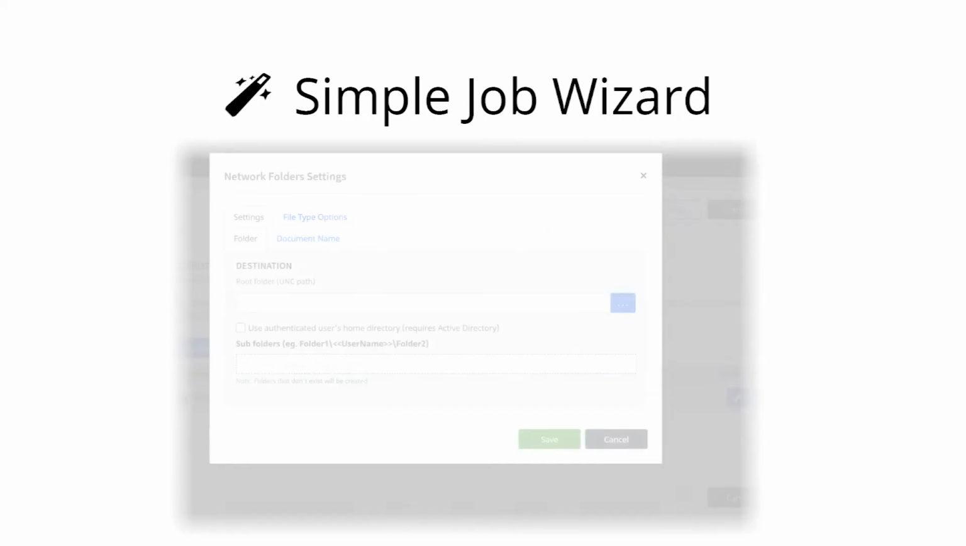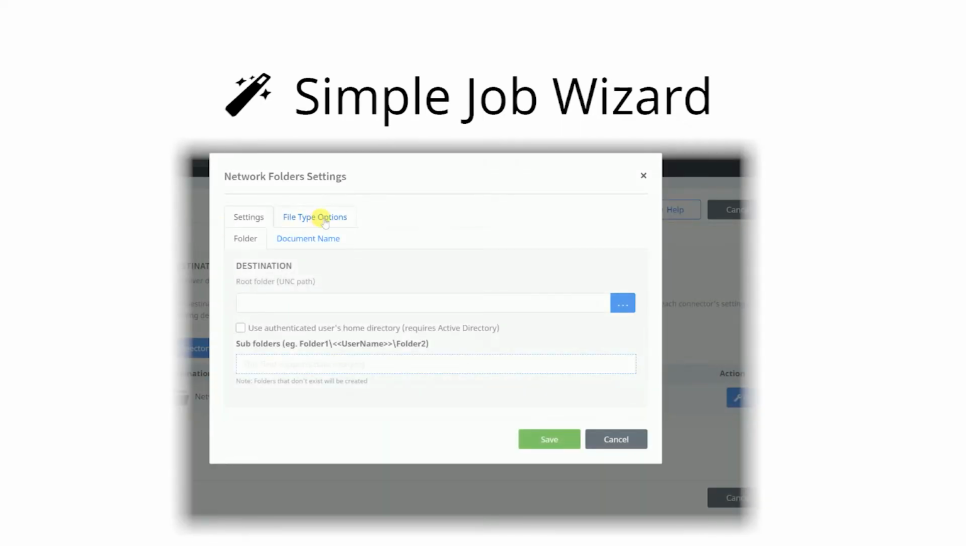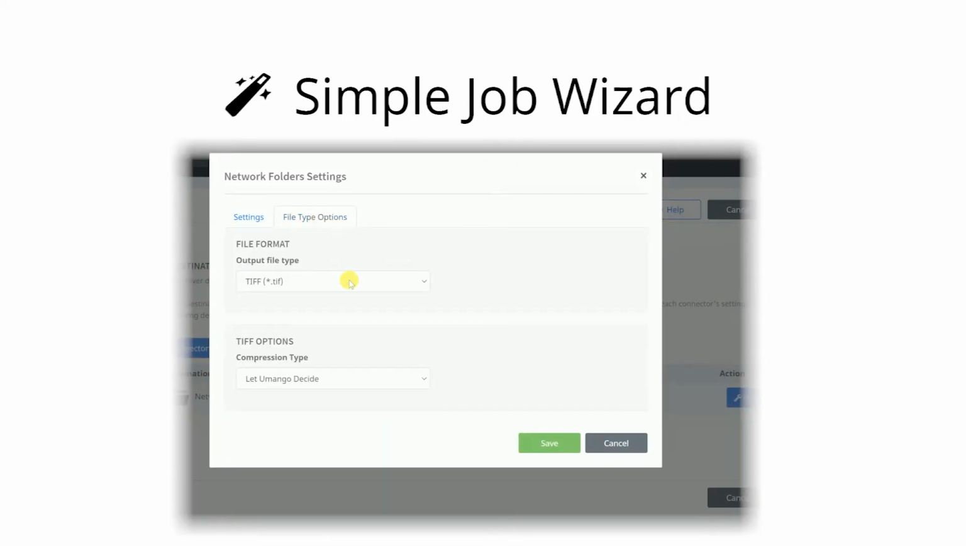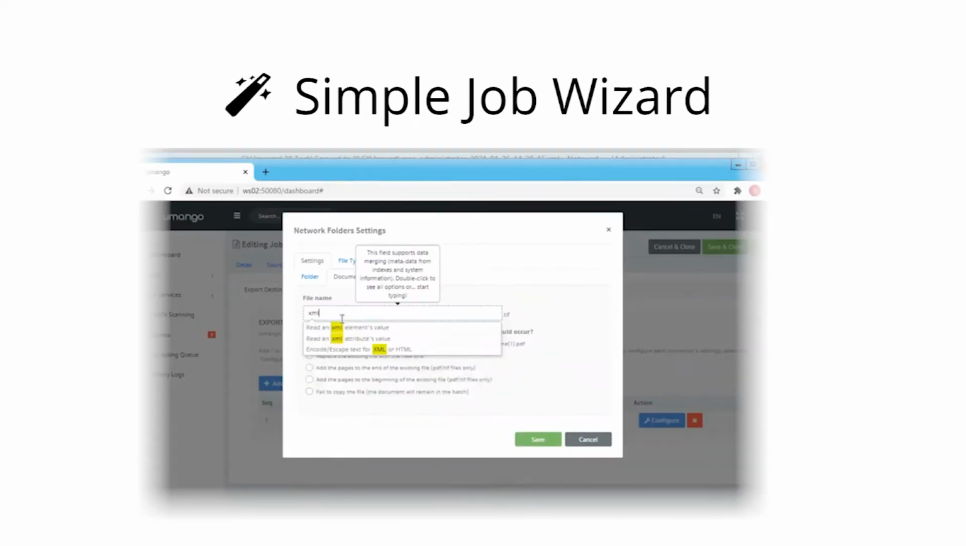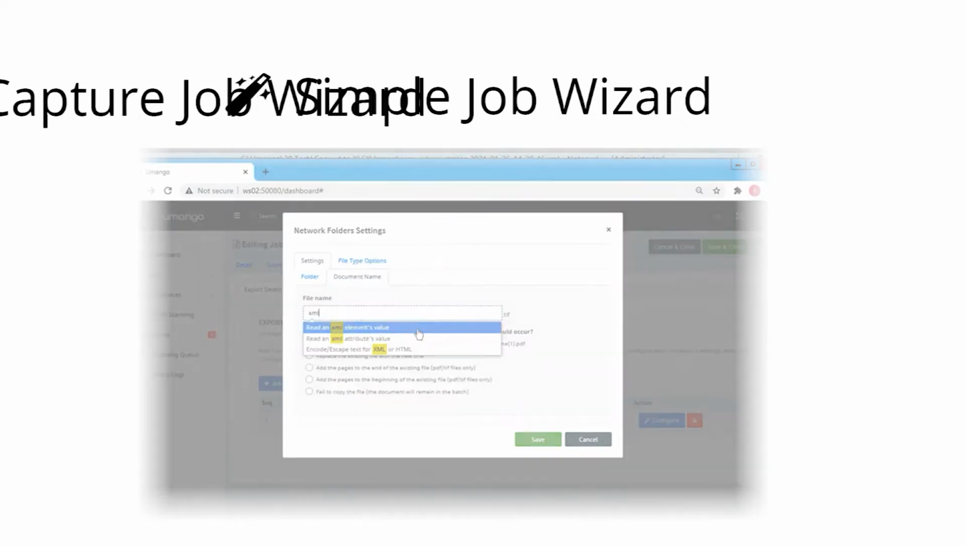Whether it is an image format or one of the familiar Office file formats, Umango supports a wide variety to cover all your needs. In this simple job wizard, Umango can also use system variables such as XML metadata and many more to name or organize the file.